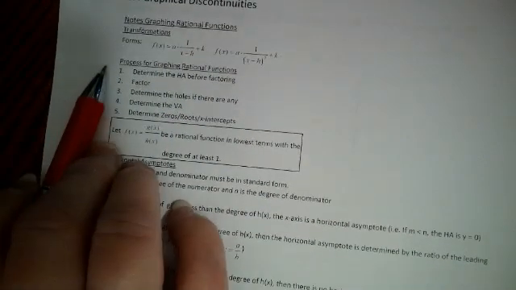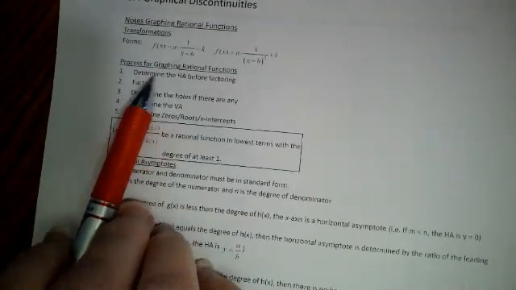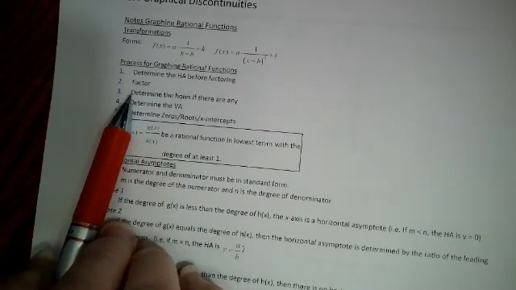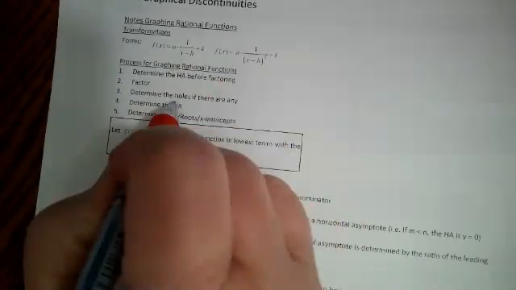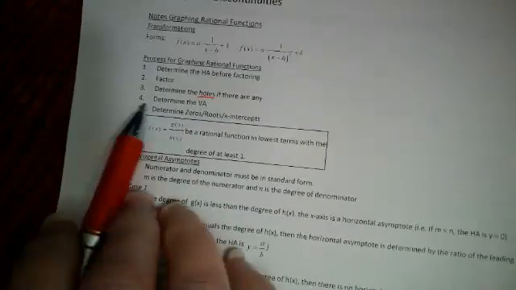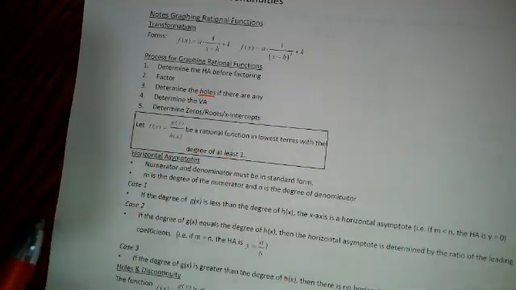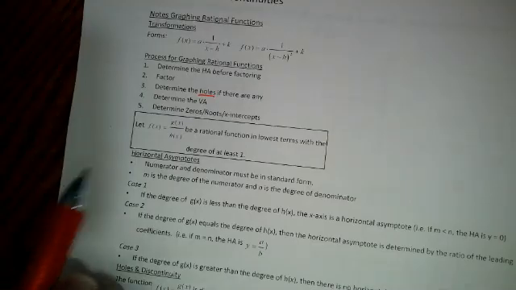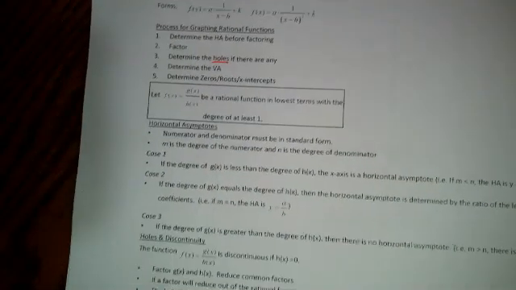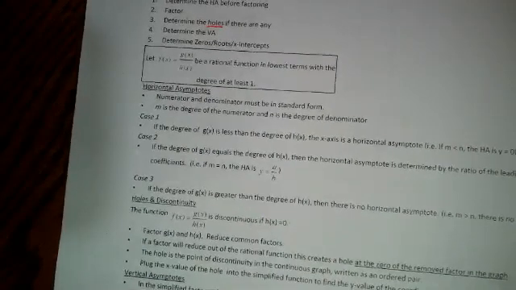So a process for graphing our functions. The first thing we're going to do is determine the horizontal asymptote. Then we're going to factor. We'll determine if there are any holes. That's a new ball game there. Then we'll determine the vertical asymptotes, and then any zeros, roots, or intercepts. So those are the steps we're going to go through every time. So you'll have lots of practice going through those. Let's talk about what happens at each step.